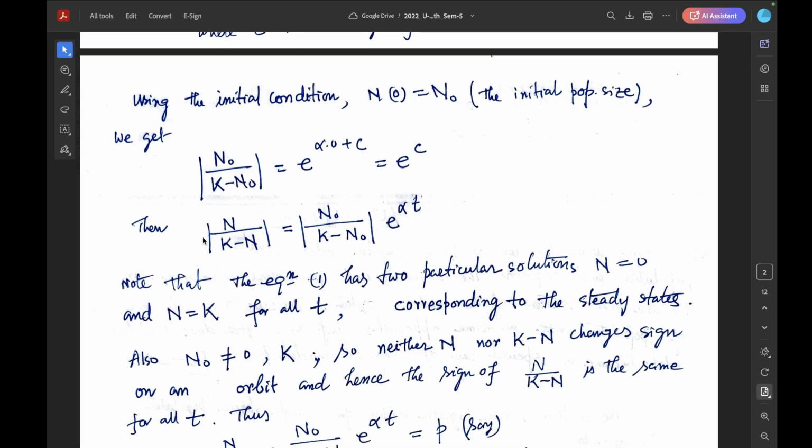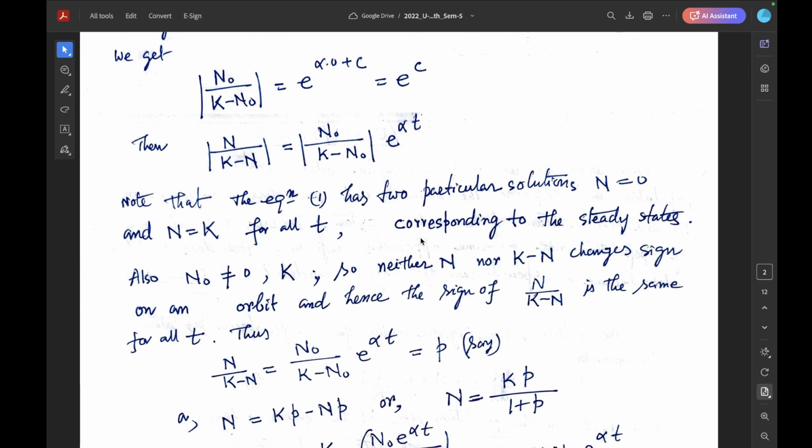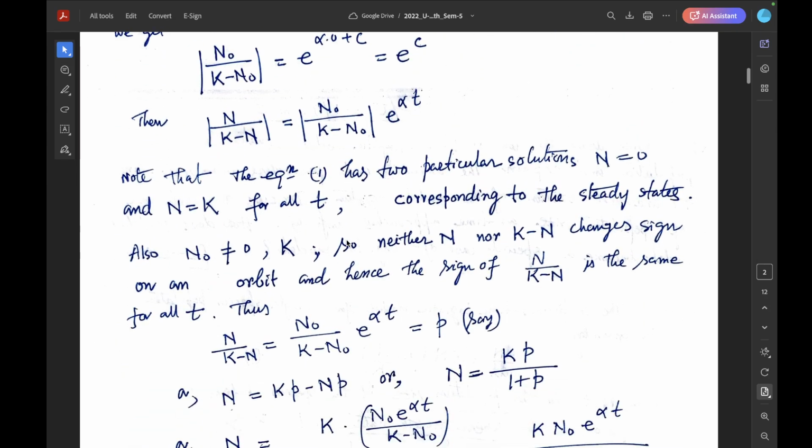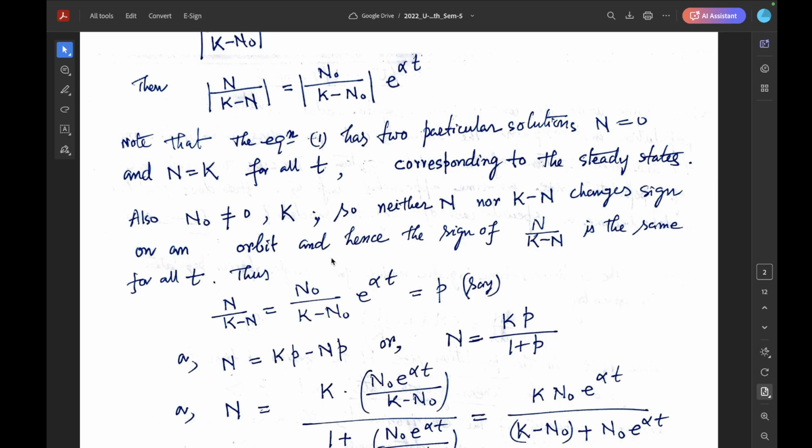And then |N/(K - N)| equal to N0/(K - N0) times e to the power alpha t. Note that equation 1 has two particular solutions, N equal to 0 and N equal to K for all time t, corresponding to the steady states. Also, the initial population size is not equal to 0 or K, so neither N nor K - N changes sign on an orbit, and hence the sign of N/(K - N) is the same for all time t.